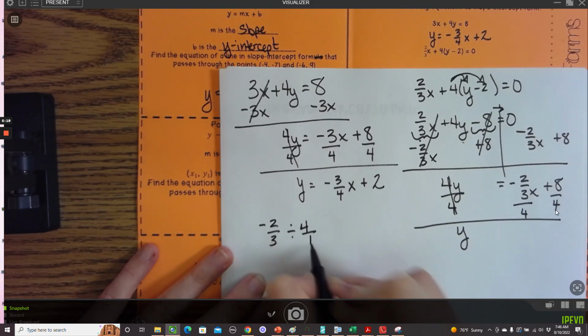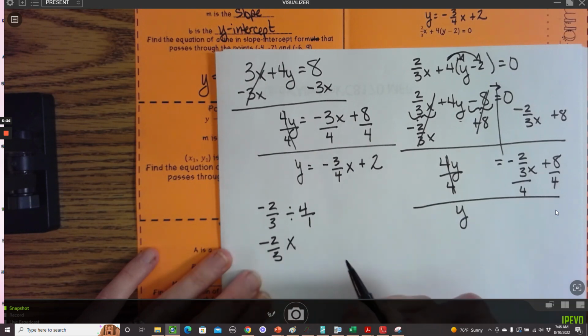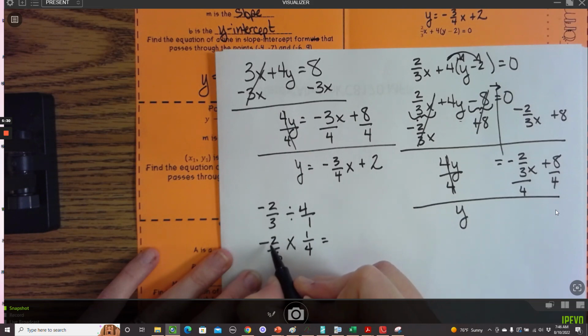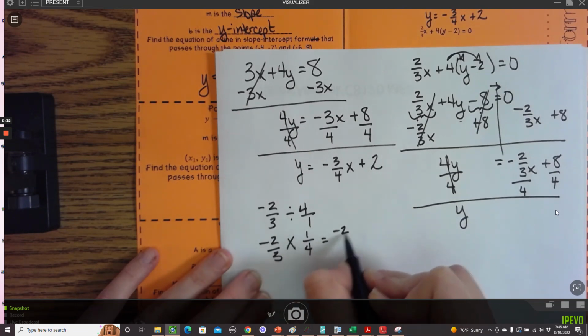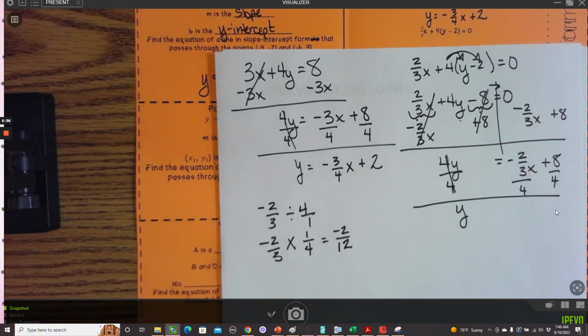4 is just 4 over 1. I don't know if y'all remember, we're taught keep, change, flip. Keep, change division and multiplication, flip your second fraction, and then just multiply it out. Negative 2 times 1 is negative 2. 3 times 4 is 12. I show you this not because fractions are so hard, but to try to lessen how scary fractions can be. If you know the rules of fractions, they're so much easier to work with.